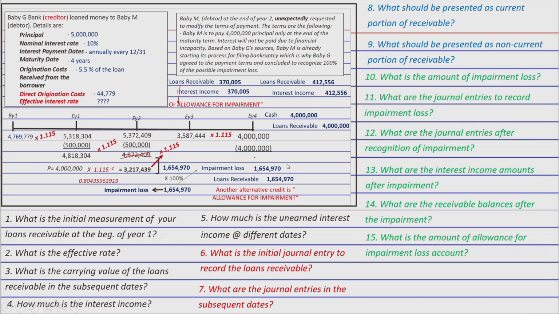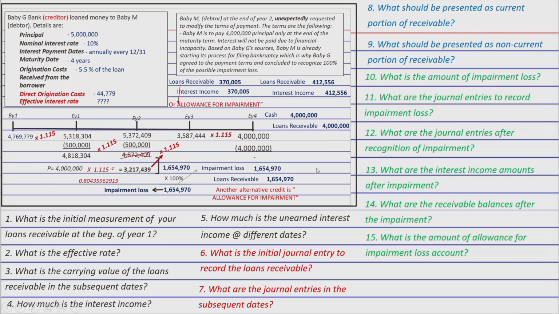Of course, that's 1,654,970 at the very beginning, but it will be decreased by 370,005. And your answer will be 1,284,965. So that's the balance at the end of year 3 of the allowance for impairment loss. But if you are asked about year 4, then you just have to deduct it further by 412,556, and the remaining balance will become 872,409.